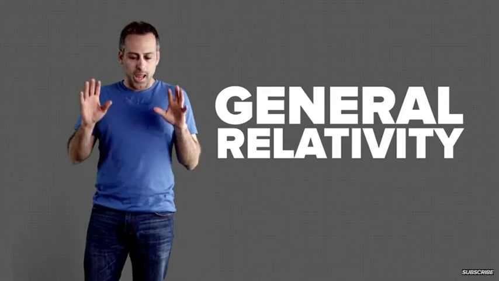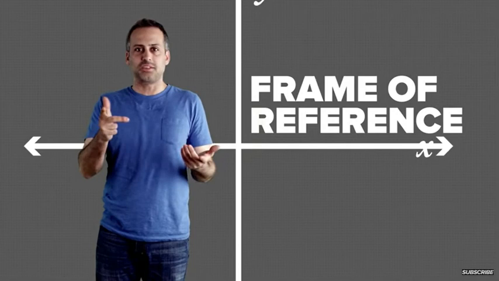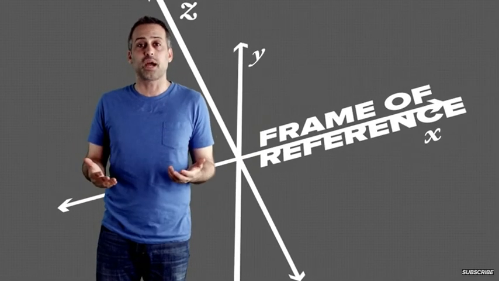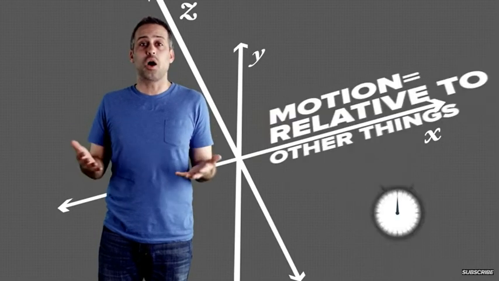You ready? Okay, bear with me for a minute, because we need to begin with some Physics 101 and Newton's laws of motion. To analyze motion, you need what's called a frame of reference. That's just some XYZ axes to label points in space and a clock to track time. The reason you need a frame of reference is that you can only measure motion relative to other things.